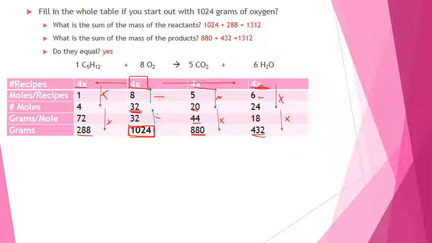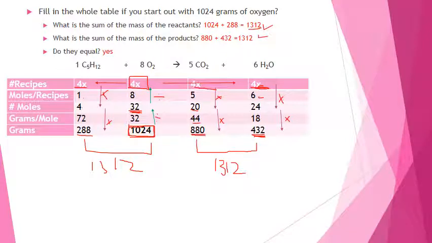So you need 288 grams of pentane plus 1,024 grams of oxygen to produce 880 grams of carbon dioxide and 432 grams of water. Now, one thing to notice here is that the sum of these two equals the sum of these two, right? So the sum of the reactants equals the sum of the products. And that's because of the law of conservation of matter. It says you cannot create or destroy matter. So if you start out with 1,312 grams, you have to end up with 1,312 grams.